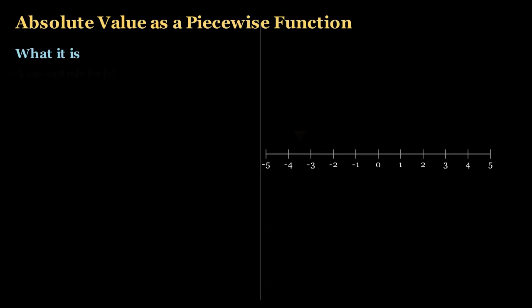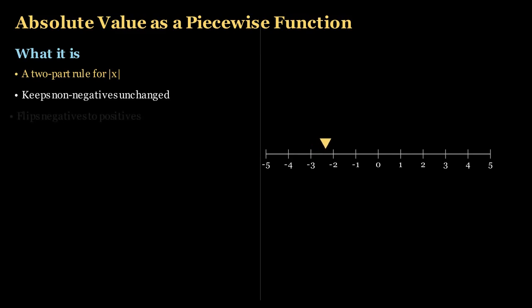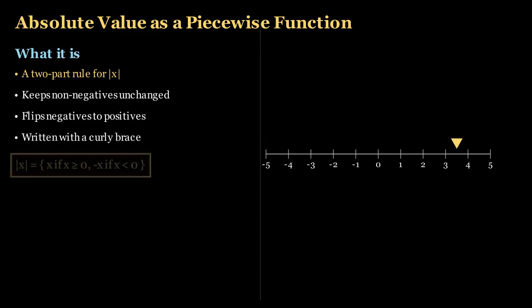We already know absolute value tells us the distance from 0 on the number line. Now we are going to write that idea as a precise two-part rule, called a piecewise function. It says, if the number is already 0 or positive, just leave it alone. But if the number is negative, we multiply it by -1, which flips it to the positive side. This is written with a big curly brace, showing one rule for x greater than or equal to 0, and another rule for x less than 0. So the whole idea is captured in two simple lines.